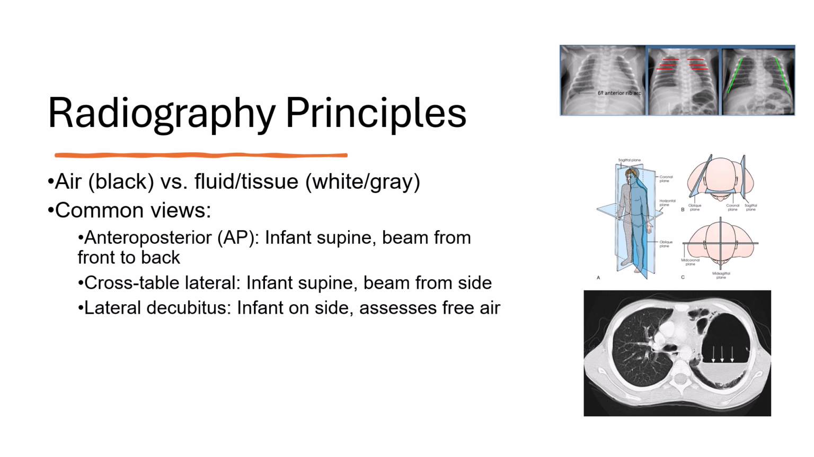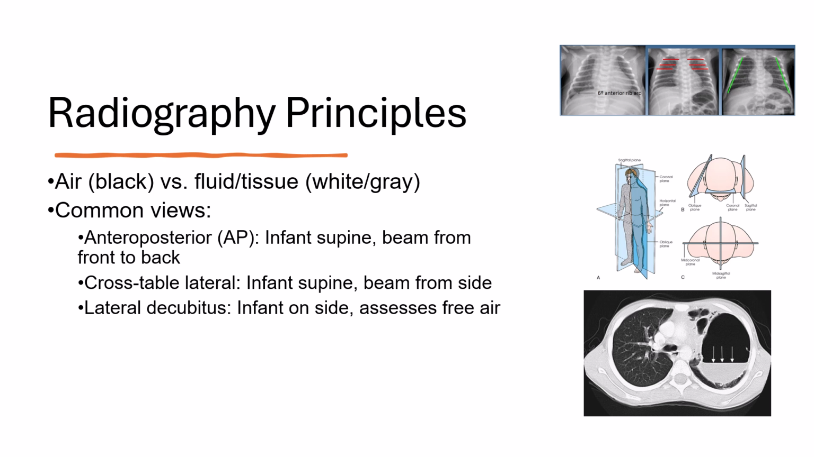Let's move to radiography, which is one of the most heavily tested areas on the exam. Basic radiographic principles include understanding that air appears black on X-rays, while fluid and tissue appear white or gray. You should know common views. The anteroposterior, or AP view, is taken with the infant supine, and the beam directed from front to back. The cross-table lateral view is taken with the infant supine and the beam directed from the side.